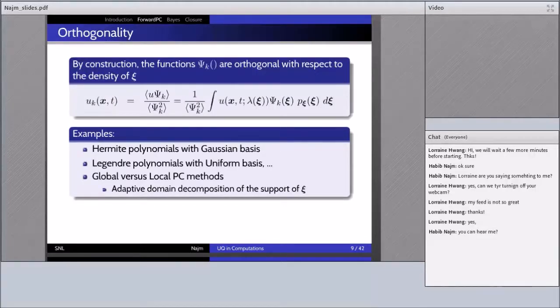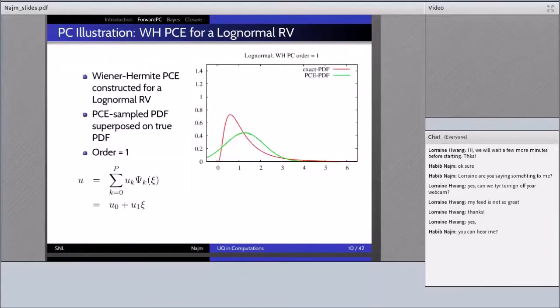The mode coefficients, again, as in Fourier series, are found by projection. So you take any function of xi, you have an integral which provides a projection on mode k, weighted by the density of xi, and that gives you the coefficient uk for each mode k. And this type of representation is quite general. It can represent any random variable in this space. It can have any density. And it can be based on different bases, as I said. If you choose the Gaussian basis, then the functions that are orthogonal with respect to the Gaussian are the Hermites, uniform, Legendre, etc.